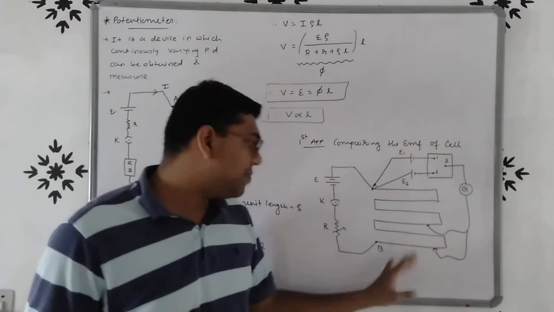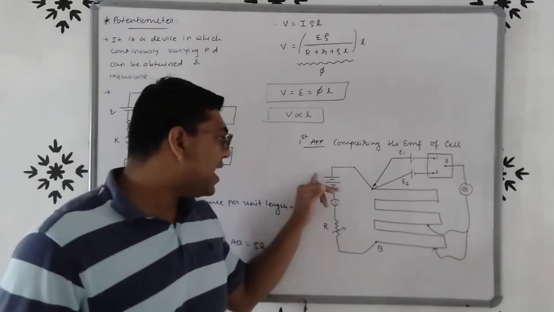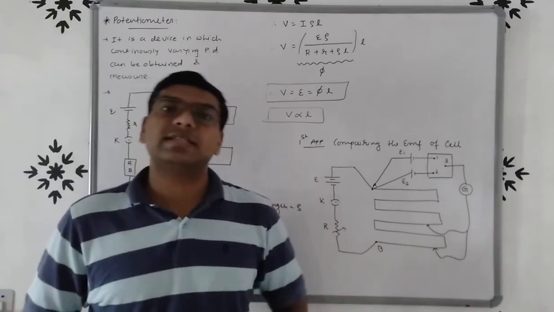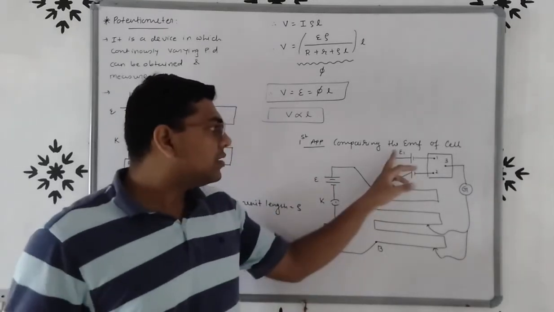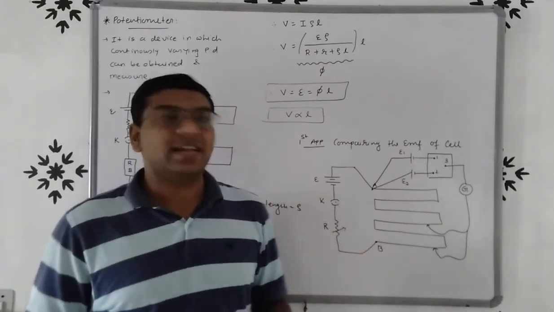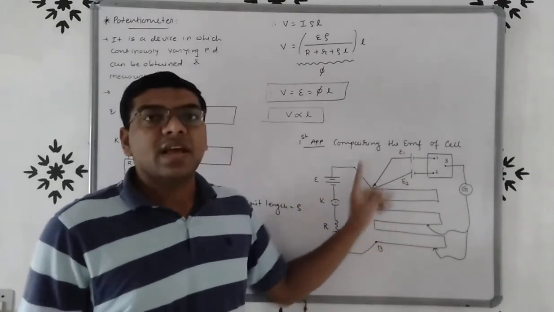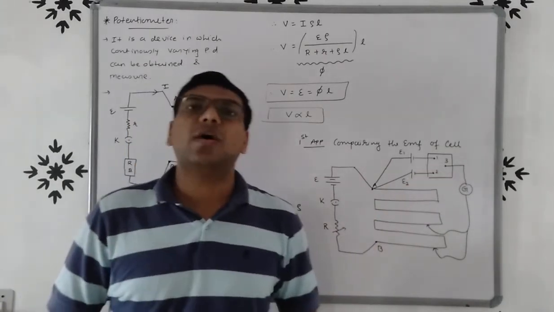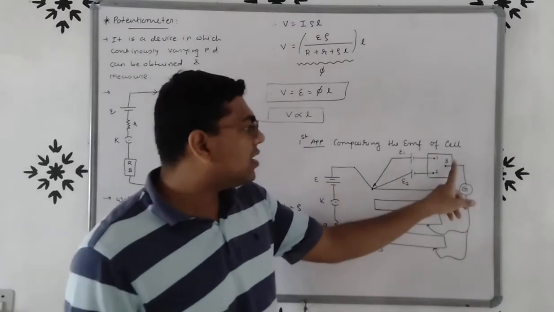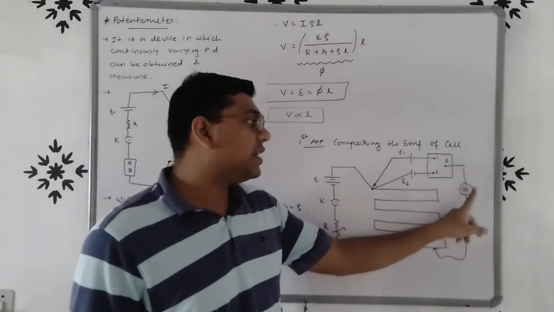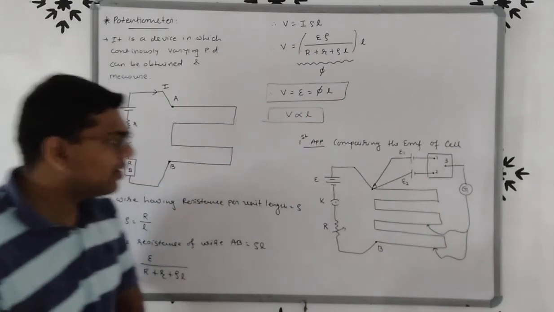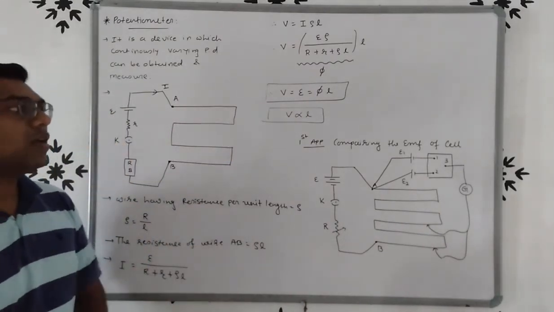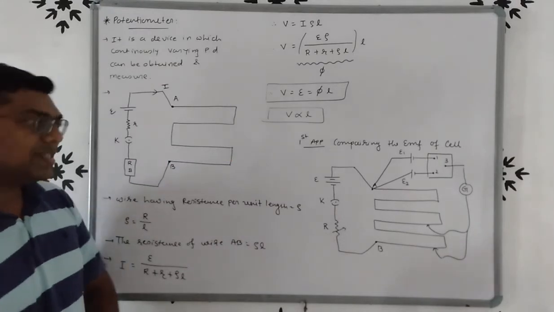The wire AB is connected to a battery having internal resistance small r, a key and a variable resistor capital R. Then the positive terminals of two batteries are connected to point A. The negative terminals of the batteries are connected to two terminals of the three-way switch, and the third terminal of the three-way switch is connected to the galvanometer and jockey. Right. So this is the circuit diagram for comparison of EMF of cells.